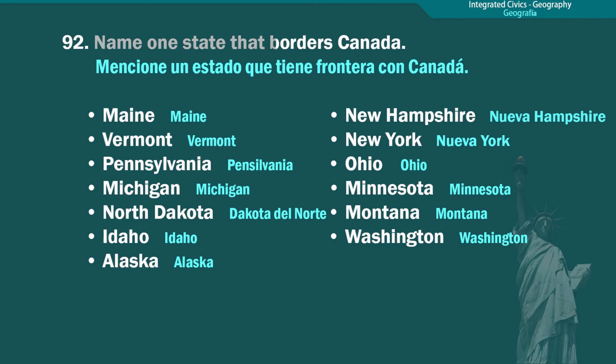Name one state that borders Canada. Maine. New Hampshire. Vermont. New York. Pennsylvania. Ohio. Michigan. Minnesota. North Dakota. Montana. Idaho. Washington. Alaska.